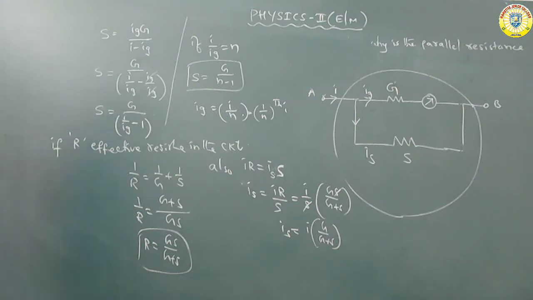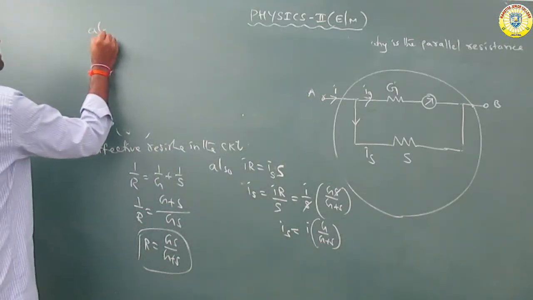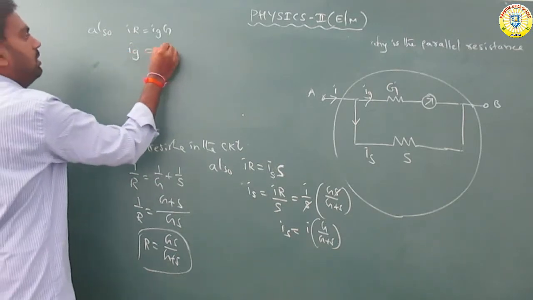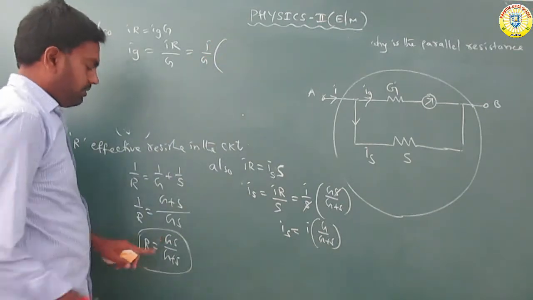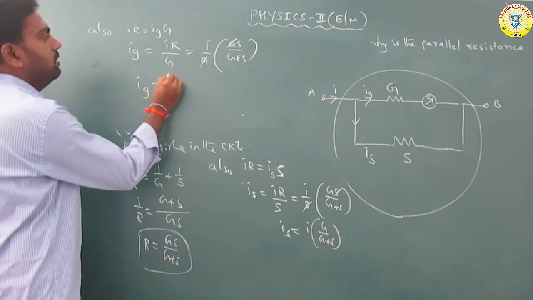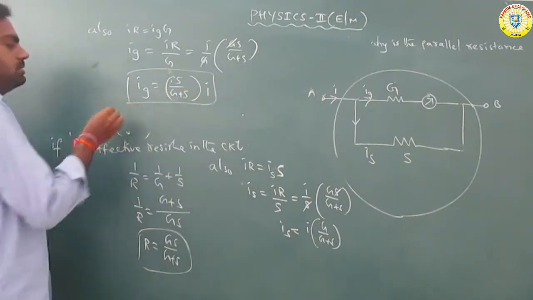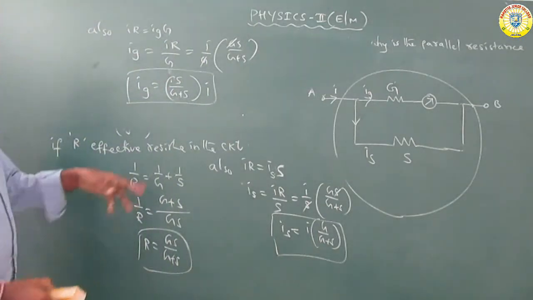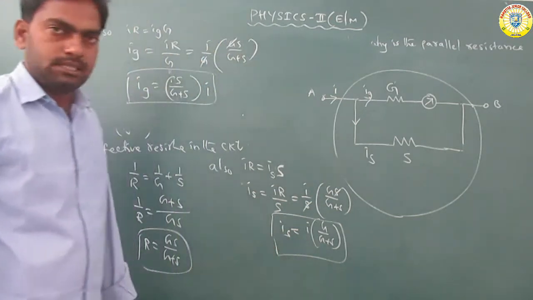Now also we can write IR is equal to Ig G, so Ig is equal to IR by G. Substituting R as GS by G plus S, the G's cancel, so the remaining equation is Ig is equal to S by G plus S into I. So by using these equations, we can find the current passing through the galvanometer and the current passing through the shunt resistance.